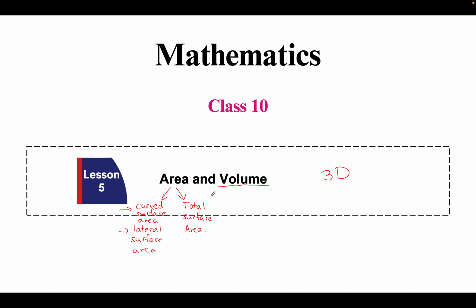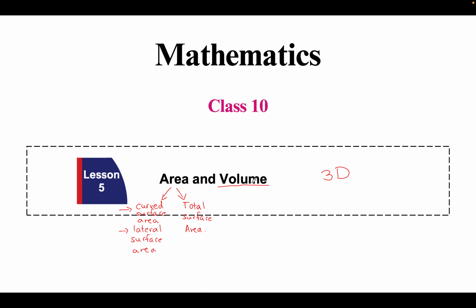There are no different kinds of volume in 3D objects, and the curved surface area or lateral surface area and total surface area are different, and you will learn why it is different and how to calculate that area in this lesson. So without any delay, let's start the lesson.